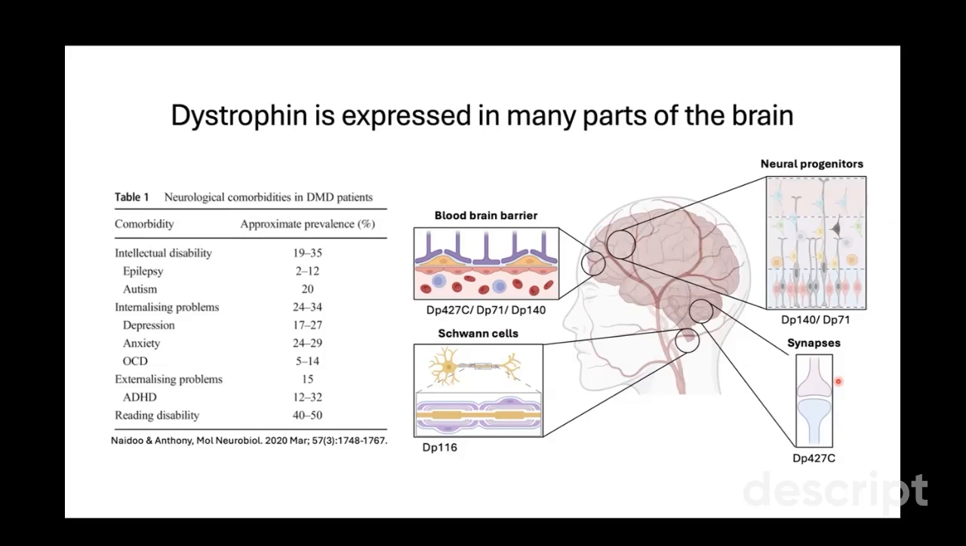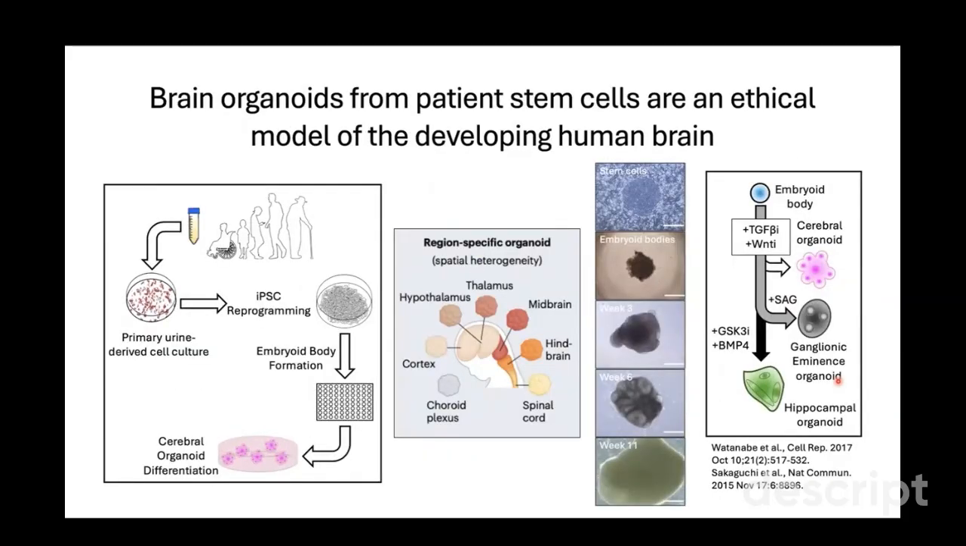The goal of our project is to understand more about the function of dystrophin in the brain, especially the different types of dystrophin, the long and the short isoforms, and how loss of dystrophin in DMD boys could cause some of these disorders. So we've been using urine-derived cells in our lab donated by boys with DMD at our National Center Hospital to make induced pluripotent stem cells.